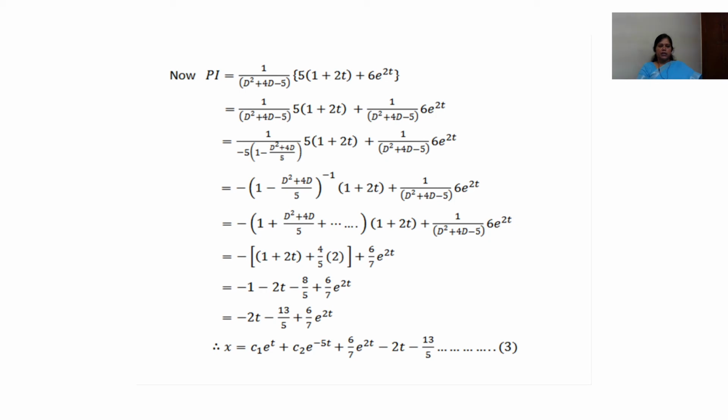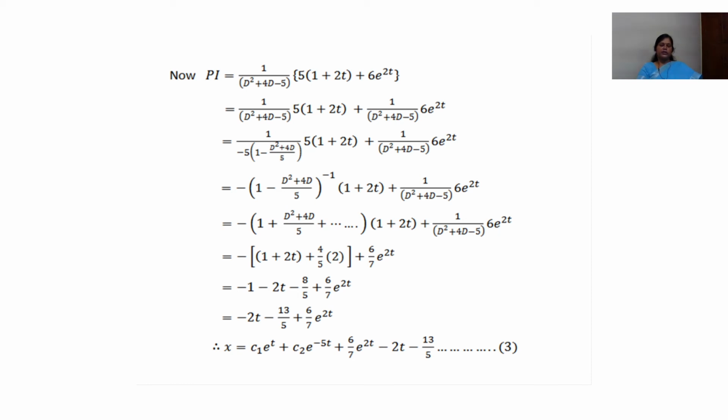So the particular integral, PI, is equal to 1/f(D). Here f(D) is D² + 4D − 5. That's why we get 1/(D² + 4D − 5) into 5(1 + 2t) + 6e^(2t). See here, we have two terms for f(t), so we have to split it.